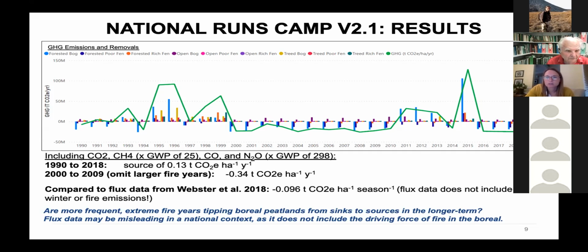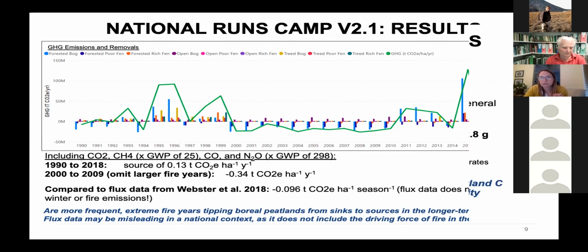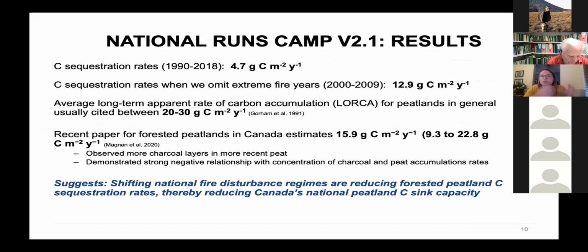So we wanted to look at this a little bit closely. Instead of looking at emission compared to flux rates, I also wanted to look at this in terms of the carbon sequestration rates and comparing this to some of the more long-term rates. The carbon sequestration rates that we modeled between 1990 and 2018 were 4.7 grams of carbon per meter squared per year.